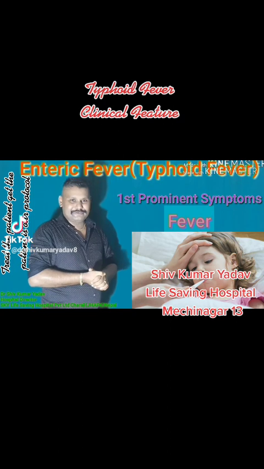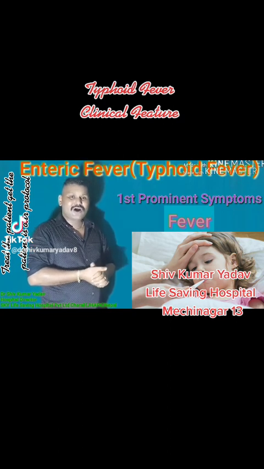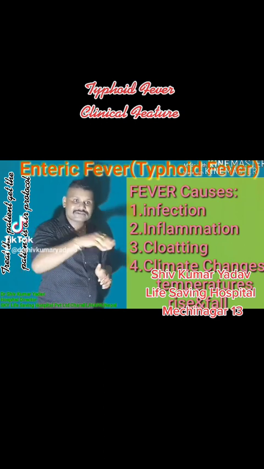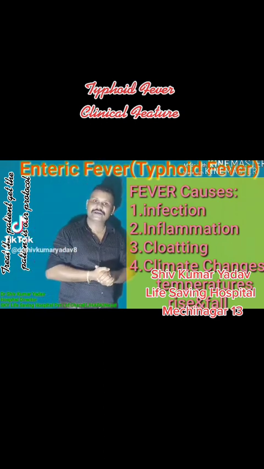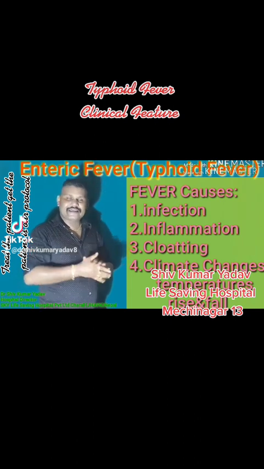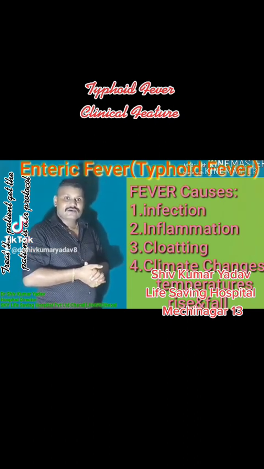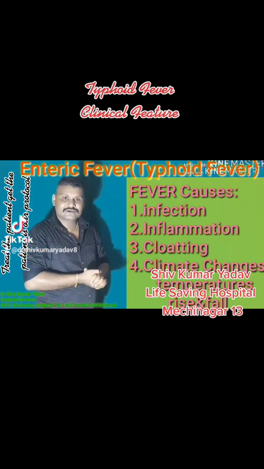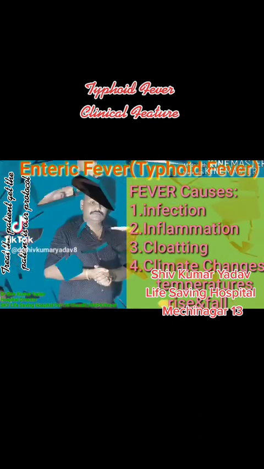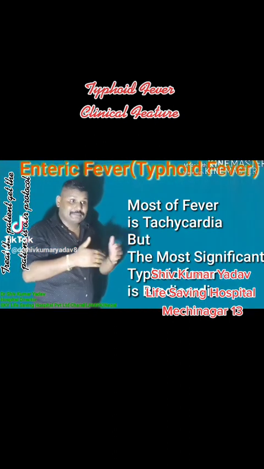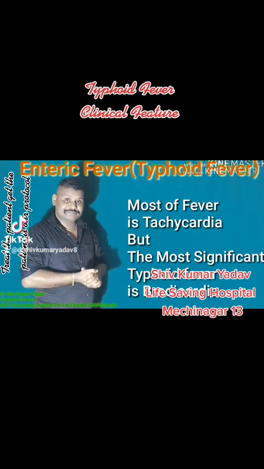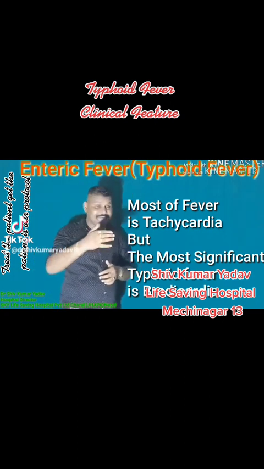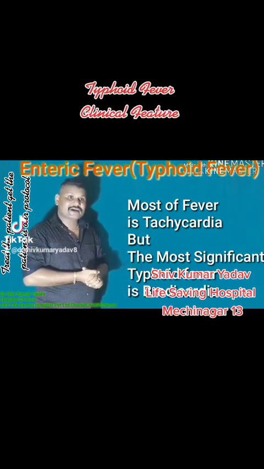Everybody knows about fever. How does fever happen? What is the cause of fever? There must be, first, infection. Second, inflammation. Third, there must be clotting. Fourth, a rise or fall in temperature. In case of fever, every fever has tachycardia. But in case of enteric fever, it's a bradycardia.